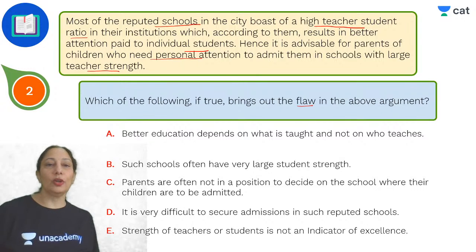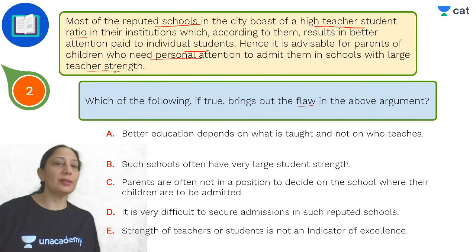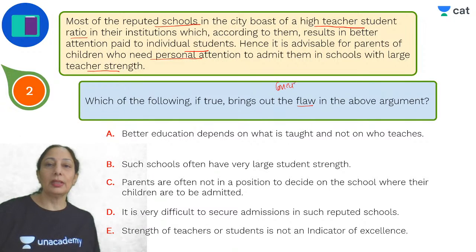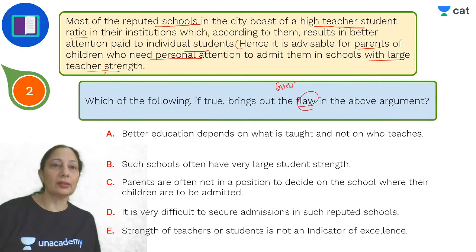No, guys, it cannot be C. You are all looking for true answers. You have to give me the correct answer. Give me the correct answer which points out the flaw. Now, the author in the conclusion is saying, if you are a parent, go for a school which has large teacher strength. So if there is a school which has 1,000 students and it has 200 teachers, go for this. But he's not giving you this data, right?